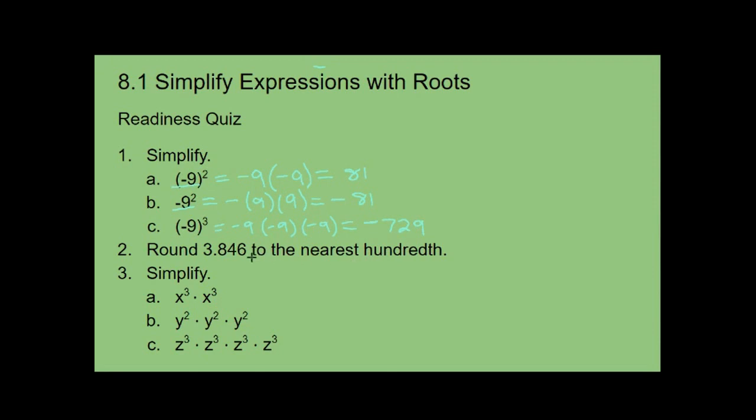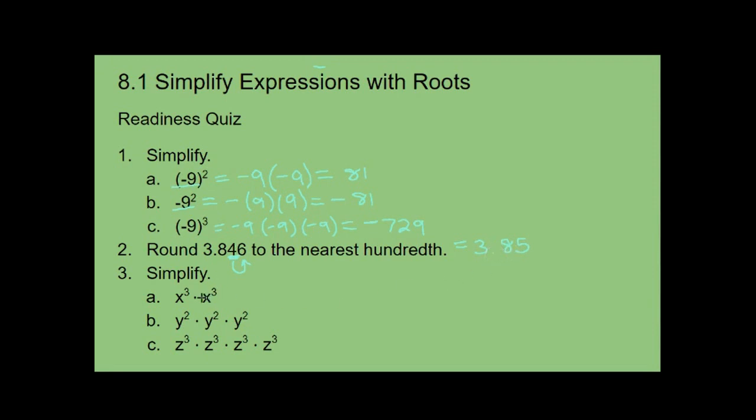Rounding to the nearest hundredth. We're going to look at our hundredths place number, and we have a 4 there. That's where we're rounding to, but we need to take a look at the thousandths and decide what we're going to do. Because the thousandths place is a 6, that is more than halfway between 400ths and 500ths, we're going to round up. So your solution here should be 3.85, rounded to the nearest hundredth.